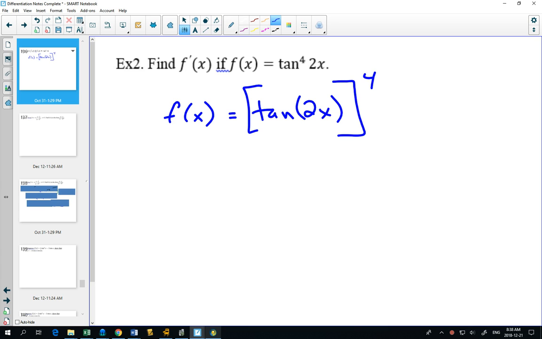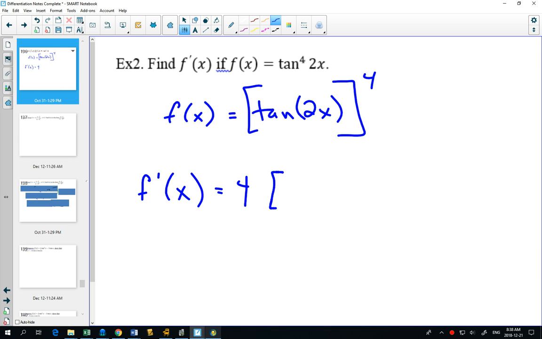to write the power outside. It just helps you see the chain rule better. Because now if we look at this function and say, what's our outside function? Our outside function is the power of 4. So when I go to do the derivative, the chain rule says do your outside function first.